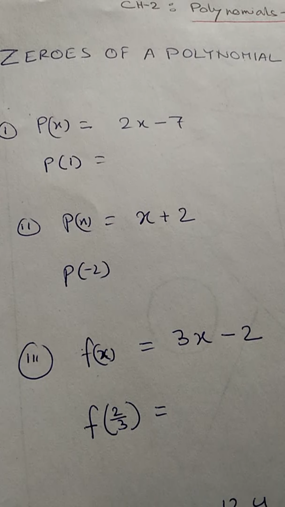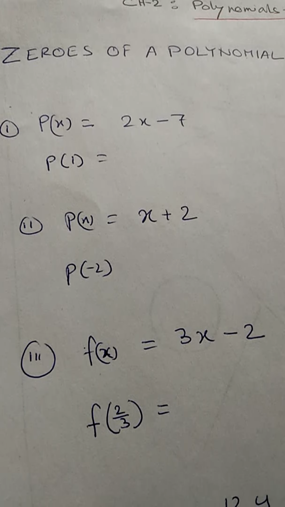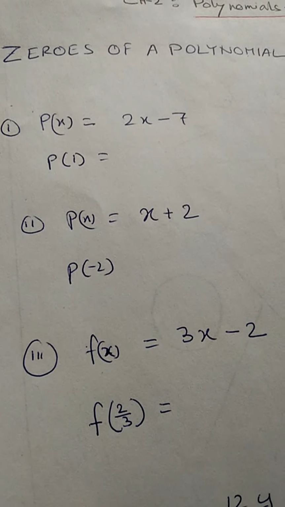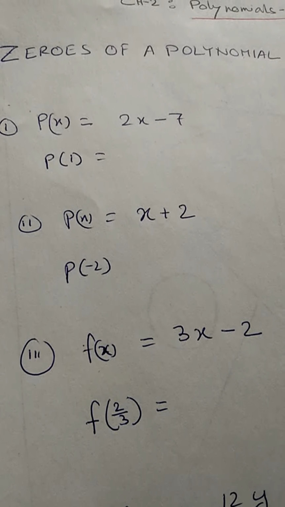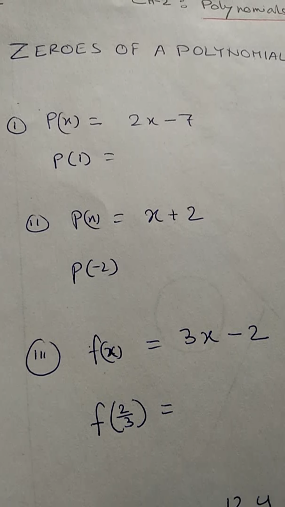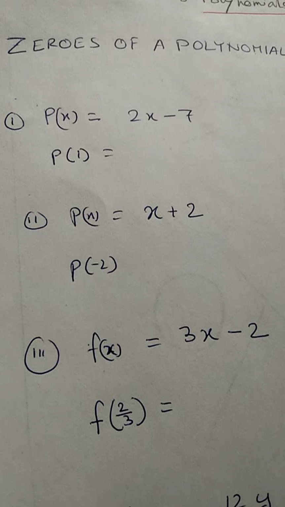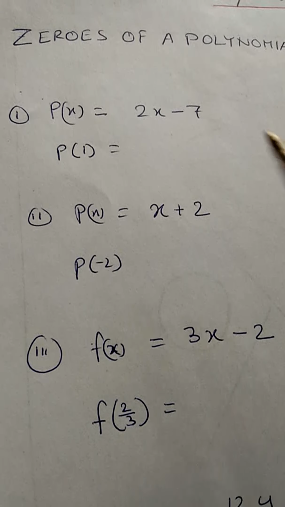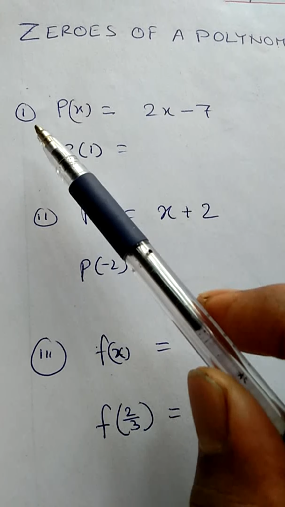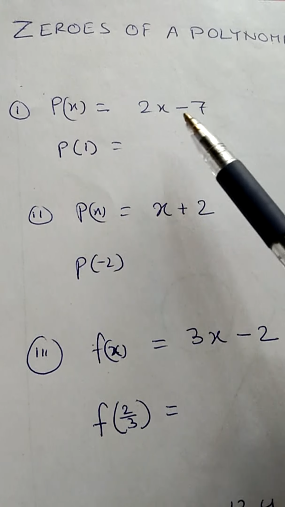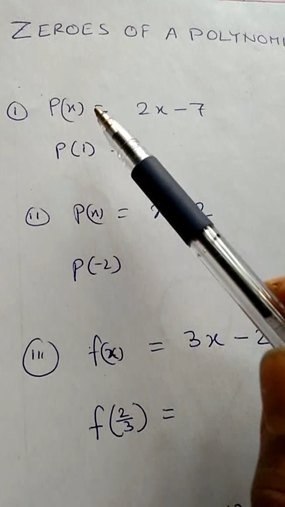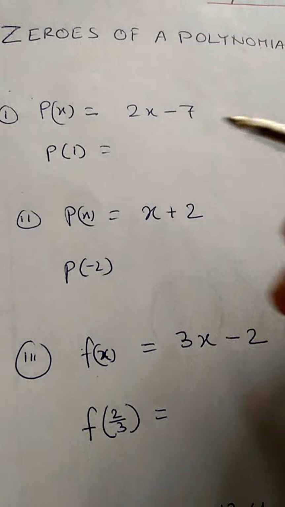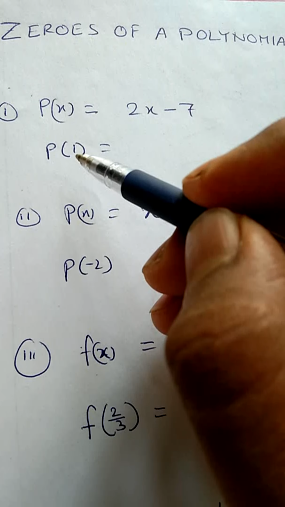Hello students, today we are going to learn about zeros of a polynomial and a few of its applications. For this, first of all, let us take some examples of polynomials and find some values. Here the first question is given: p(x) = 2x - 5. Here you will have to find the value of p(1). So for this, in place of x, we have written 1.